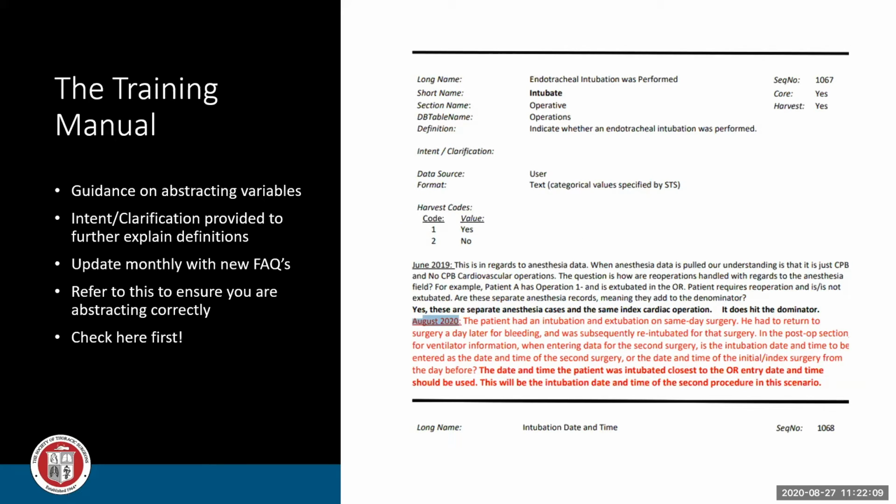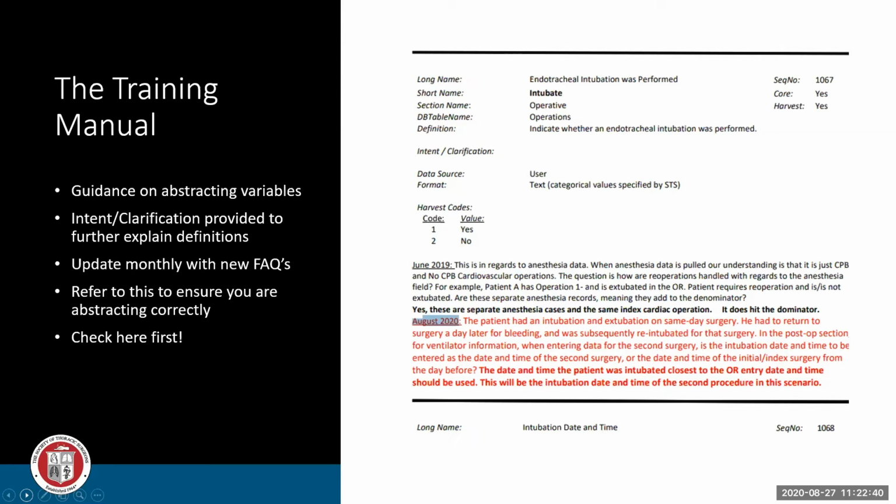Thanks. So the software specifications are sort of the official documentation of the definition, and that changes every 3 years. But in between, we have the training manual. So this is a kind of replication of the specs document, but it gives you additional information. It provides an intent and clarification to some fields. So when it says, did you intubate the patient, you might have additional information, meaning we want the intubation time closest to the operation. These are updated whenever you submit an FAQ.